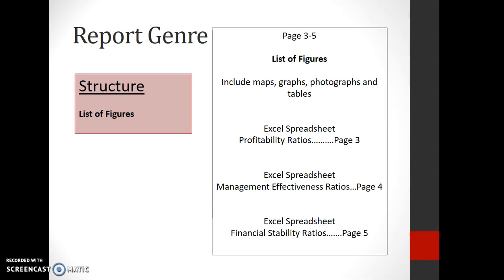Okay, so a list of figures. This would be pages 3 to 5 according to my contents page. This is where in other subject areas you might include maps, graphs, photographs, tables, but in my very accounting based example, I would have the spreadsheets where I actually calculated the profitability, the management, and the financial stability ratios. So they're similar to appendices, but I guess it's the basis of what your report is then written about. It's the stimulus, or in this case the case study, whereby I calculated ratios in a separate activity on an Excel spreadsheet, and it forms the basis of what this report is about.